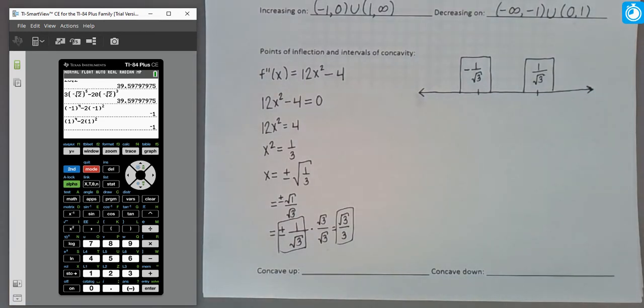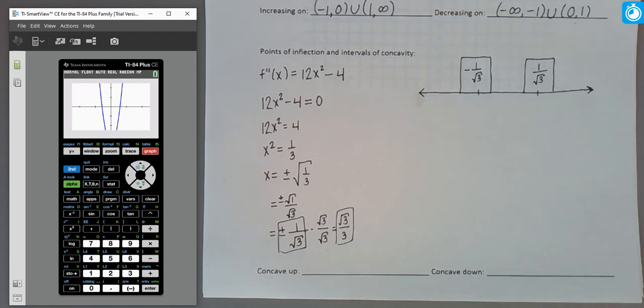Okay, and just like we use the graph of the derivative, we can use the graph of the second derivative to save us a little bit of time here in analyzing this function. So let's type in our second derivative. So 12x squared minus 4, and let's graph that.